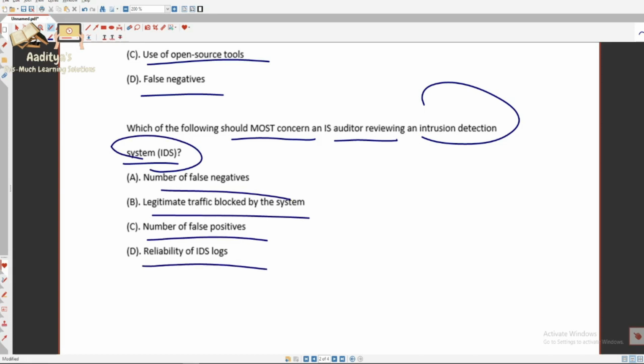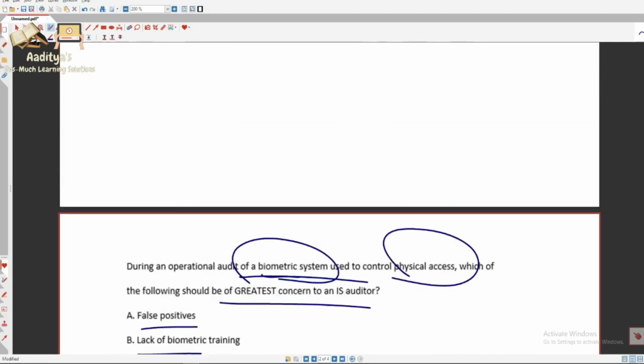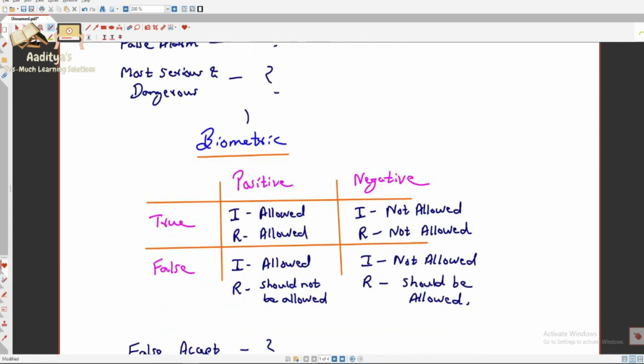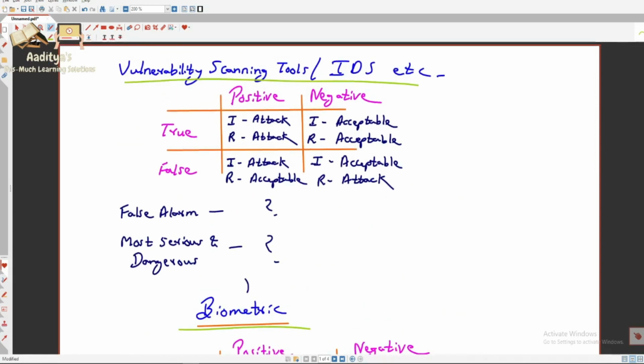Okay, now before getting into these questions and getting into the answers, let us discuss the chart. So guys, there are two charts. One chart is on vulnerability scanning tools or IDS, and the other chart is on biometric. Okay, now in both the cases the answer will change.